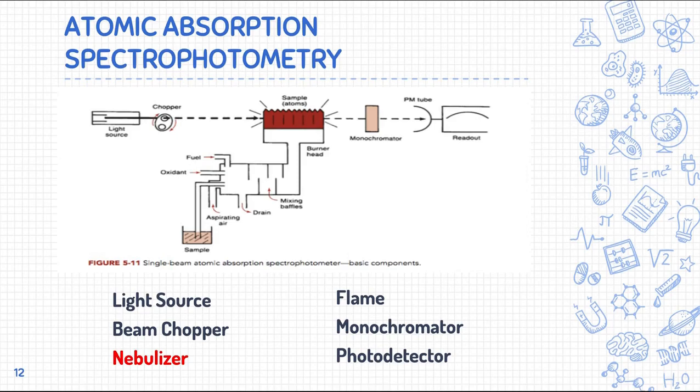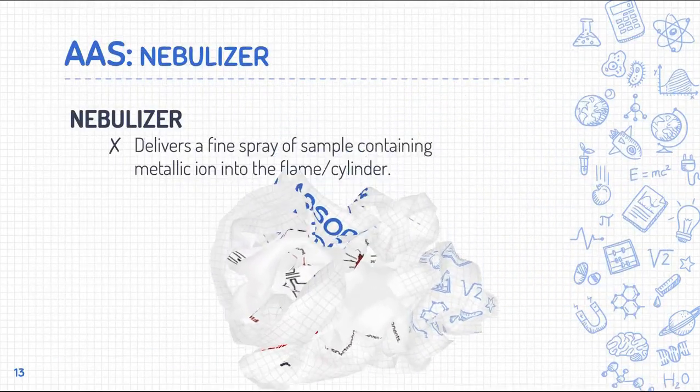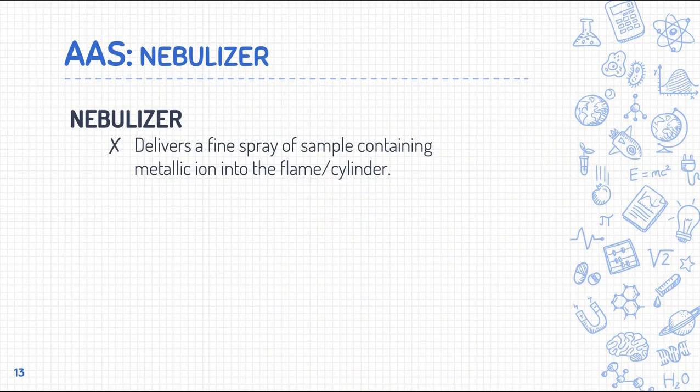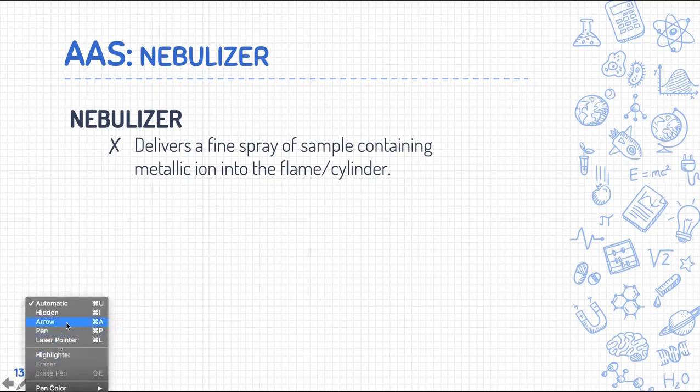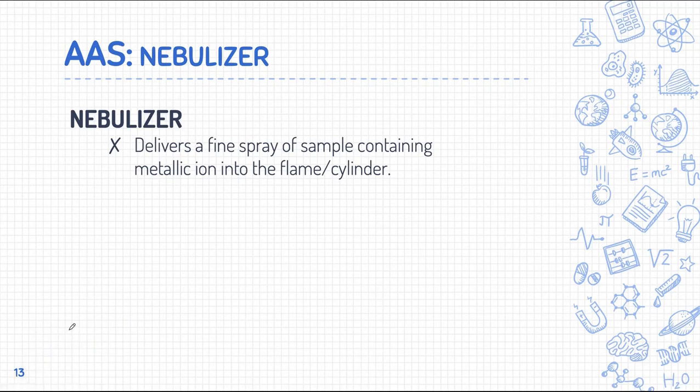So how do we do that? That is through the help of your nebulizer, and later on by your flame or your atomizer. So let's move on to your nebulizer. Its main goal is actually to deliver a fine spray of the sample containing your metallic ion into your flame or your cylinder, or in a nutshell, we can simply call it your atomizer.